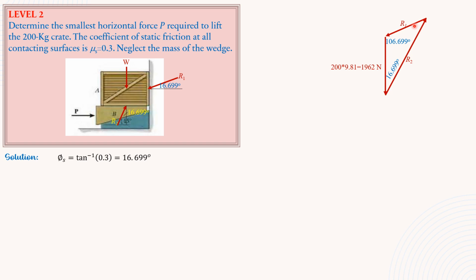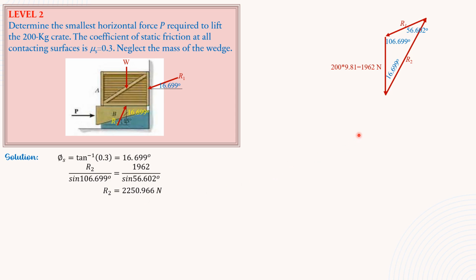Therefore, this remaining angle is 180 minus 106.699 degrees minus 16.699 degrees. Using your calculator, it is 56.602 degrees. We then apply the law of sines to solve for R2 and transmit R2 to the wedge later. So R2 over sine of 106.699 degrees equals 1962 over sine of 56.602. So R sub 2 is equal to 2250.966 newtons.